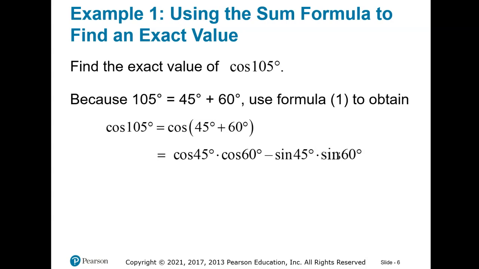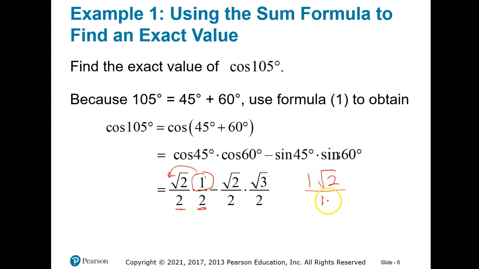So cosine of 45 is square root of 2 over 2. Cosine of 60 is a half. Sine of 45 is also the square root of 2 over 2. And the sine of 60 is the square root of 3 over 2. All right, now when we have fractions like this, we're just going to multiply the fractions together. 2 times 2 is 4. But when we have a radical and not a radical, we can't combine those. We just put the number out in front of the radical. So that would be 1 square root of 2 over 2 times 2 is 4. And then the square root of 2 times the square root of 3 is the square root of 6. So that's minus the square root of 6 over 4.